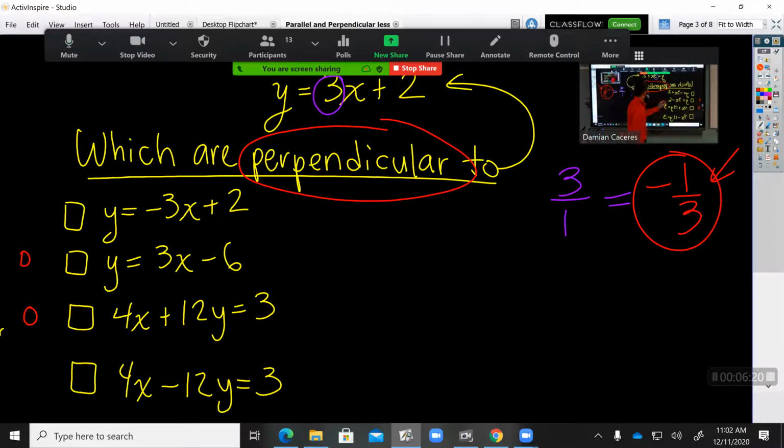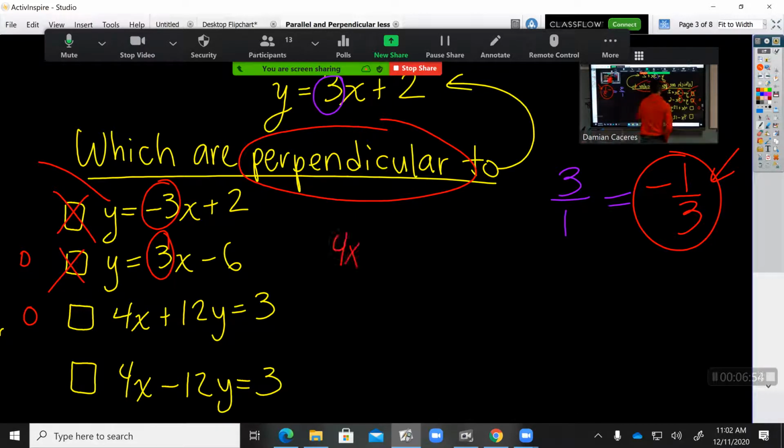So let's start. Is the y by itself on this equation? Yes, it is. That means we can see the slope because the slope always touches the x. So negative 3 is the slope. Is negative 3 the same as negative 1 over 3? No, it is not. So A is not a choice. On the second one, y is by itself again. So positive 3 is the slope. Negative 1/3 is not positive 3. So B cannot be the answer.